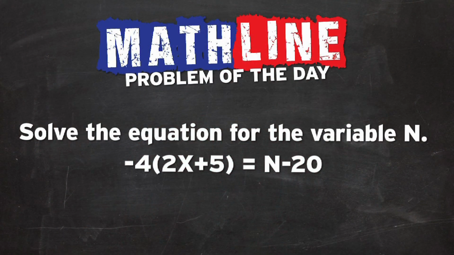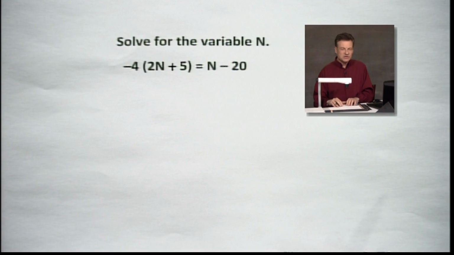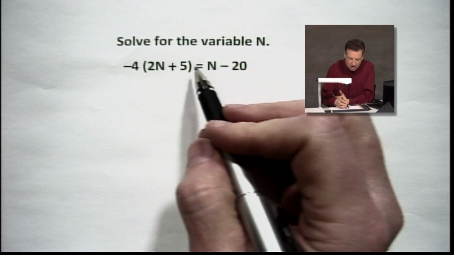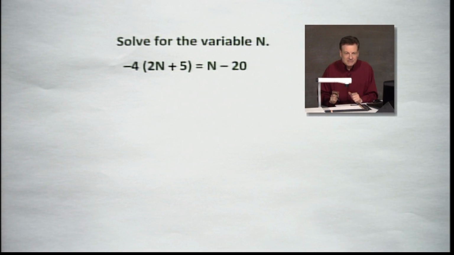Let's go to that problem of the day. It says solve the equation for the variable n. And this equation says -4 times, and here we got parentheses of 2n plus 5 equaling n minus 20 on the right-hand side. Let's take a look at this and see where it's going to take us. We've got parentheses that are keeping us from obviously having n by itself.